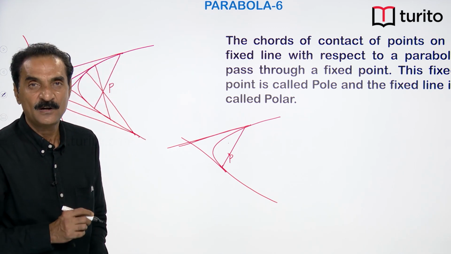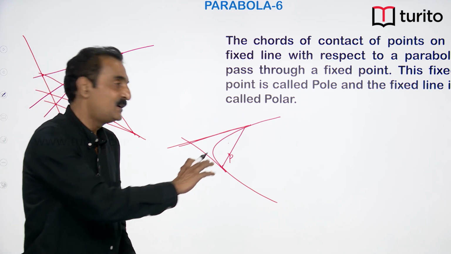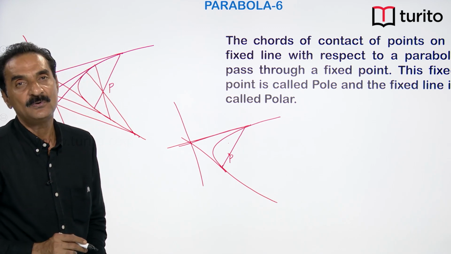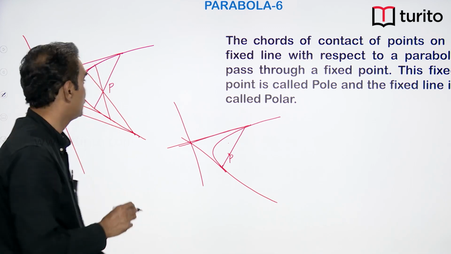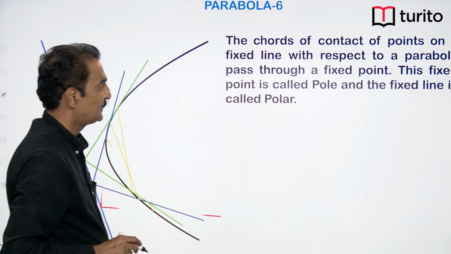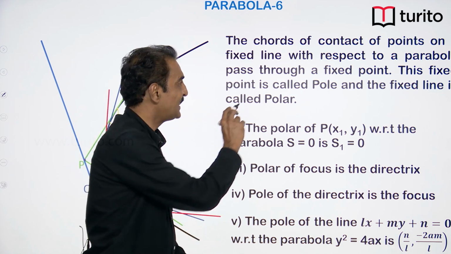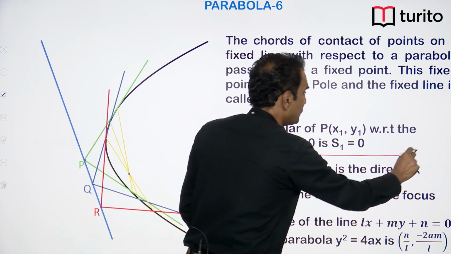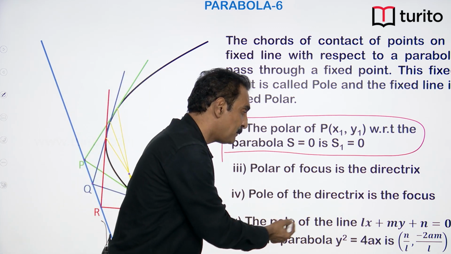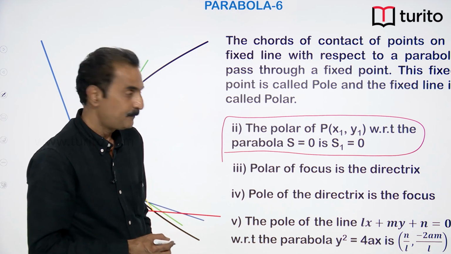So, the definition of polar is the locus of the point of intersection of the tangents drawn at the ends of chords passing through the pole P. Now, if the pole is given, we have given the formula for polar, S1 is equal to 0. Similarly, if the equation of the polar is given, what is the formula for pole?